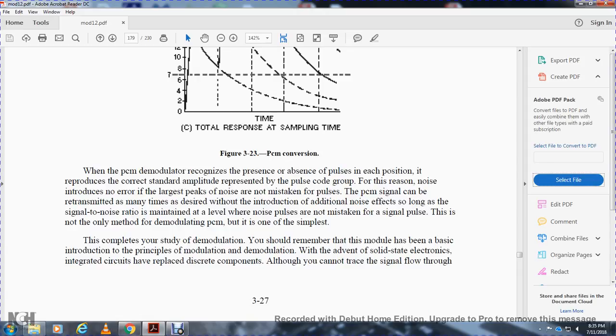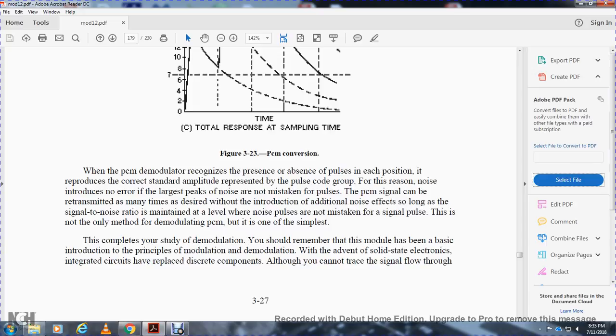so long as the signal to noise ratio is maintained at a level where the noise pulse is not mistaken for the signal pulse. This is not the only method of demodulating pulse code modulation, but it is one of the simplest. Alright, this completes your study of demodulation.